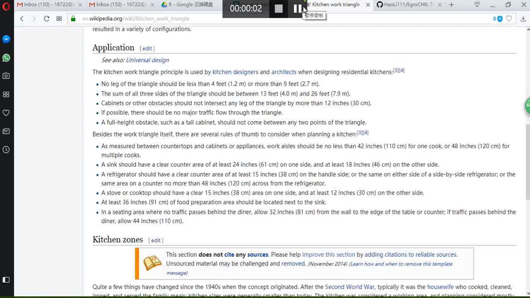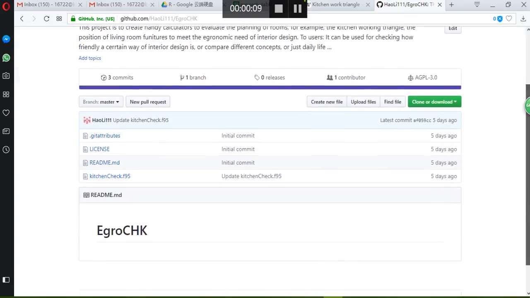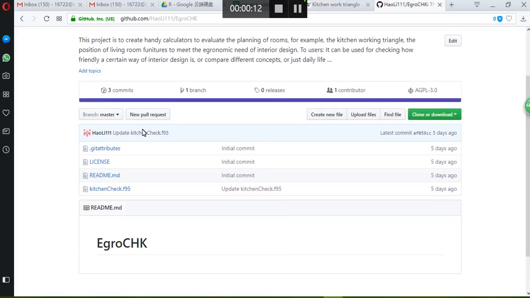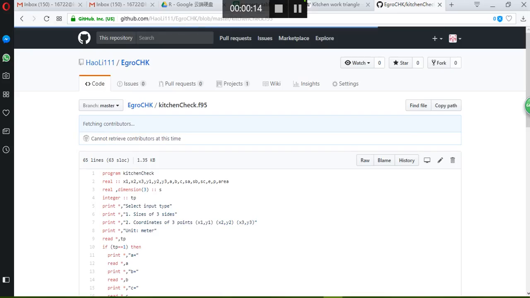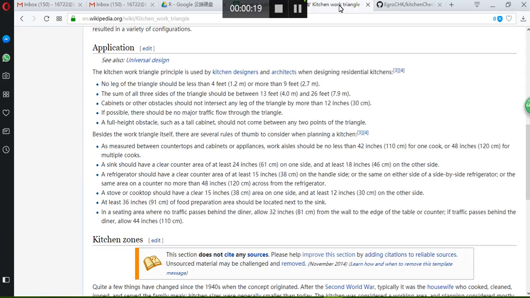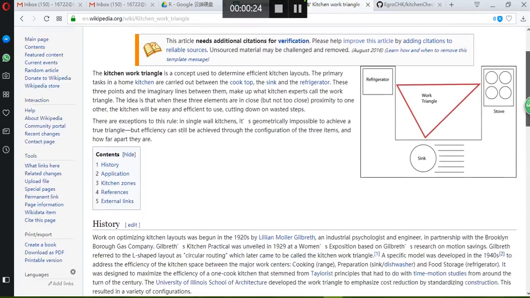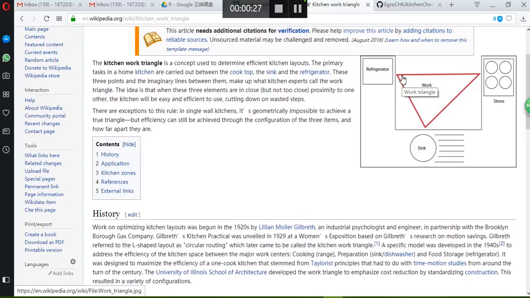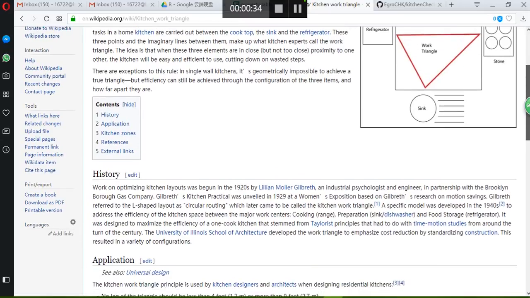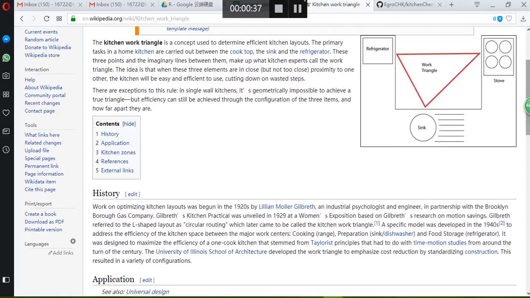I'd like to introduce how to use the first section of this open source program called ErgoCheck. I just published the first section of the code, called check of kitchen work triangle. You can use Wikipedia to see there's a triangle between the refrigerator, stove, and sink in the kitchen, and there's a restriction on the dimensions of the triangle, so there's a restriction in the layout.